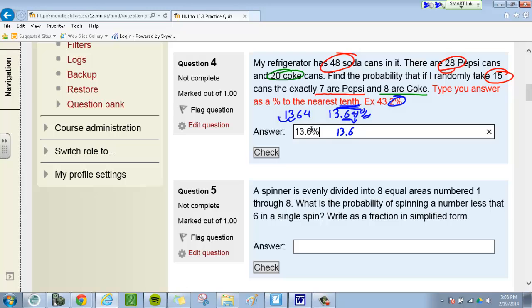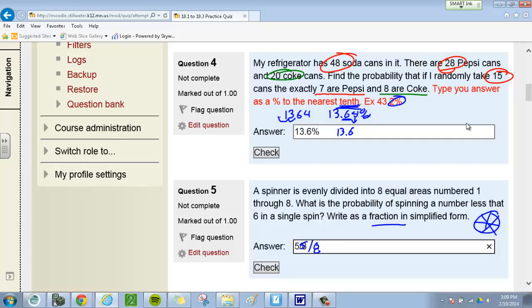Whew. Okay. Next, number 5, a spinner is evenly divided into 8 equal areas. So we got a spinner, it's like a pizza, divided into 8 equal areas, numbered 1 through 8. What's the probability of spinning a number less than 6? Less than 6, so 1, 2, 3, 4, 5. That's less than 6. As a fraction, well, that's just 5 out of 8, because there's 8 spots and 5 are less than 6. 5 out of 8.